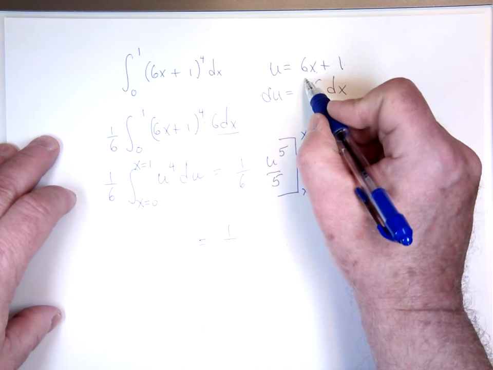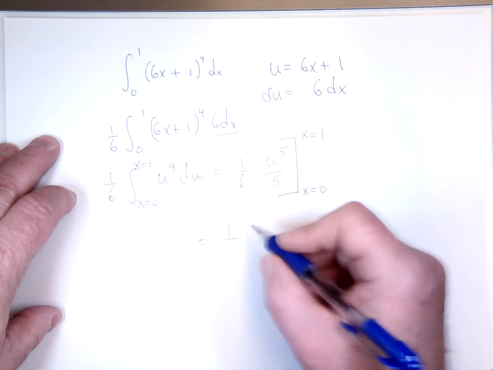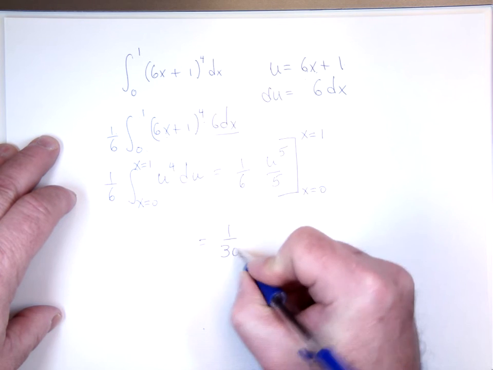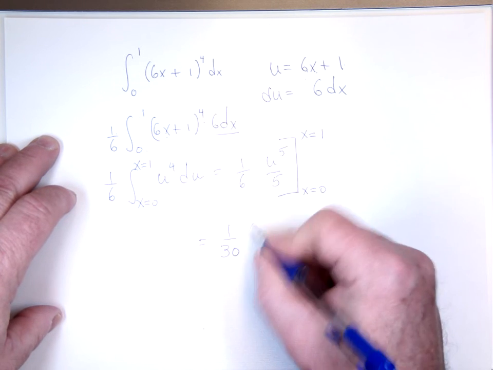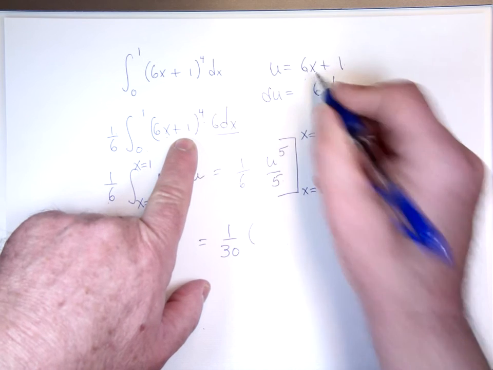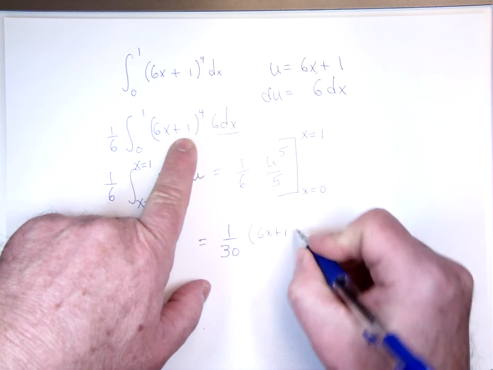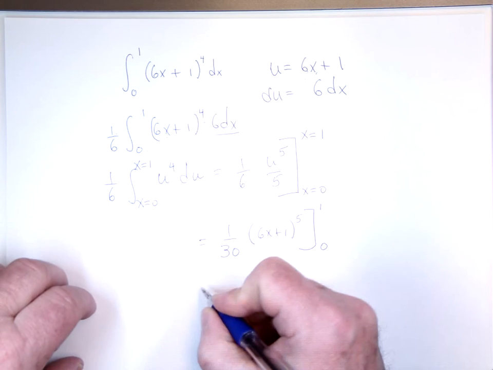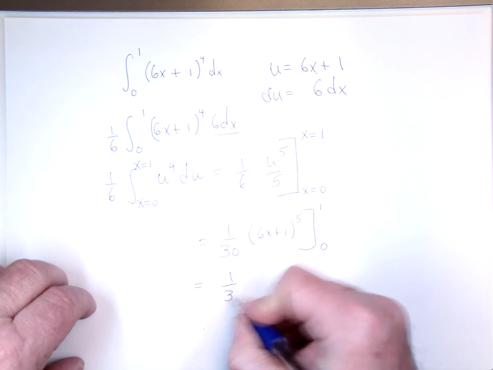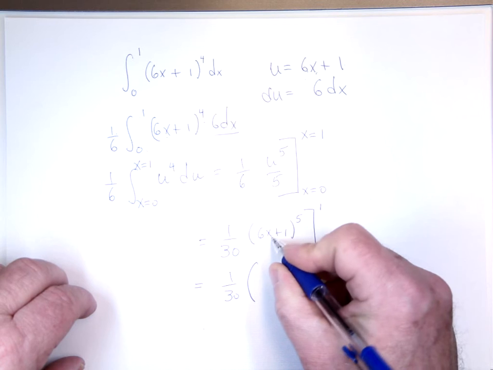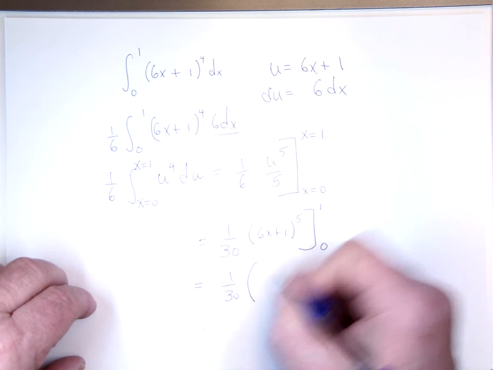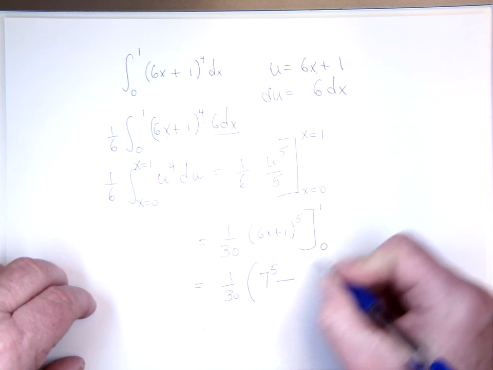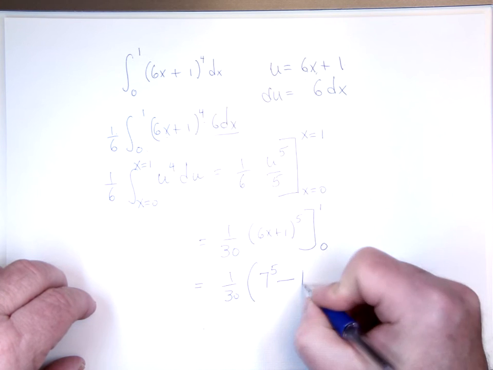I have a u to the 5th, but I'm going to go back to x's. 6x plus 1, where x is going from 0 to 1. I have 1/30th. Substitute in 1, you get 6 plus 1 is 7 to the 5th, minus, substitute in 0, you get a 1. That is your answer, and that's what people had, too. That was pretty good.